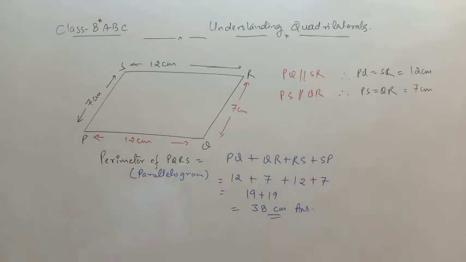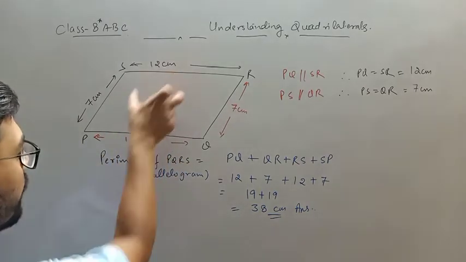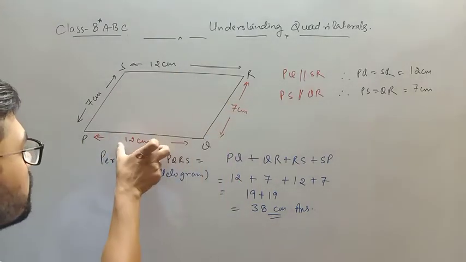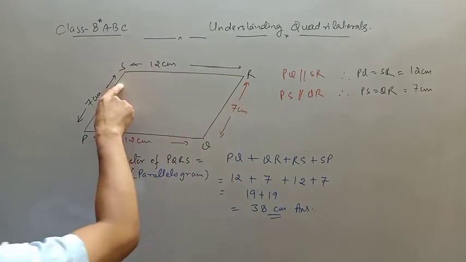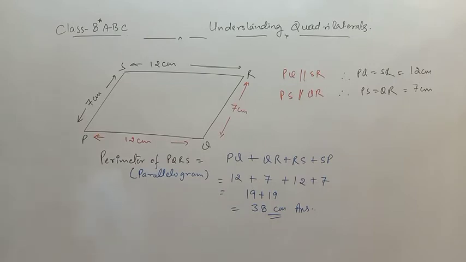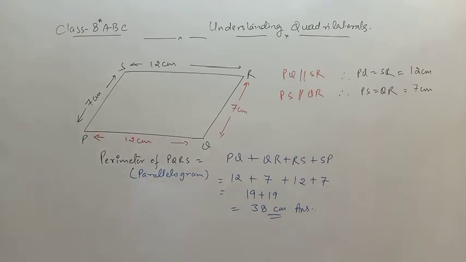I hope this is clear to you all, that if this is a parallelogram, then opposite sides are parallel and equal. That means this side is parallel to this and also equal. Similarly, this side is equal to this side and also parallel. Okay, now I take one more example based on the angle.